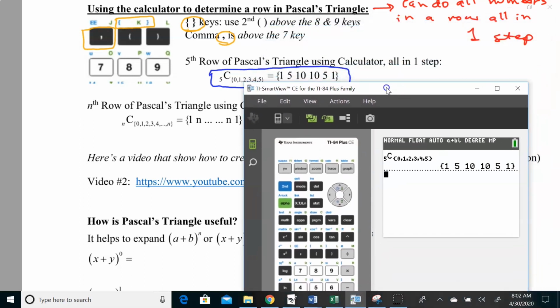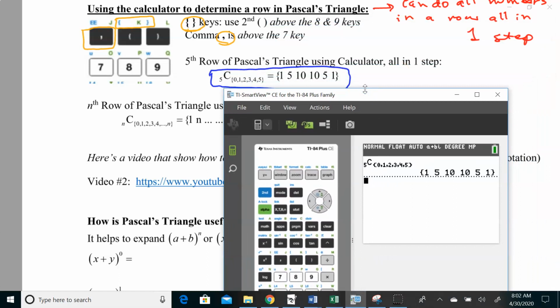If you notice, 1, 5, 10, 10, 5, 1, and exactly what the calculator says. Hopefully you notice the symmetry. Once you get halfway, the numbers just repeat in reverse order. So once you get to 1, 5, 10, you see the 10 comes up again, you know it's going to go 10, 5, 1. You could do any one you want.